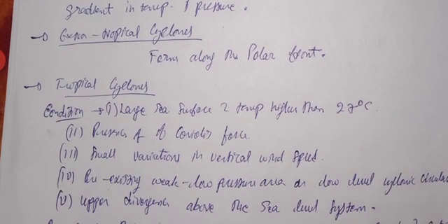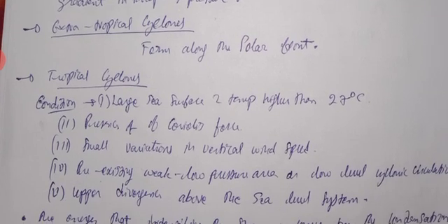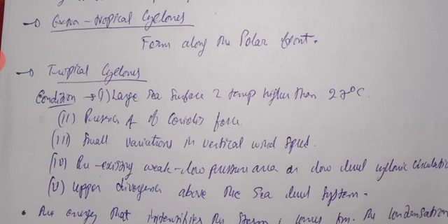Next point, extratropical cyclones. Extratropical cyclones are associated with the polar front and are formed along the polar front areas. Extratropical cyclones are generally associated with fronts.